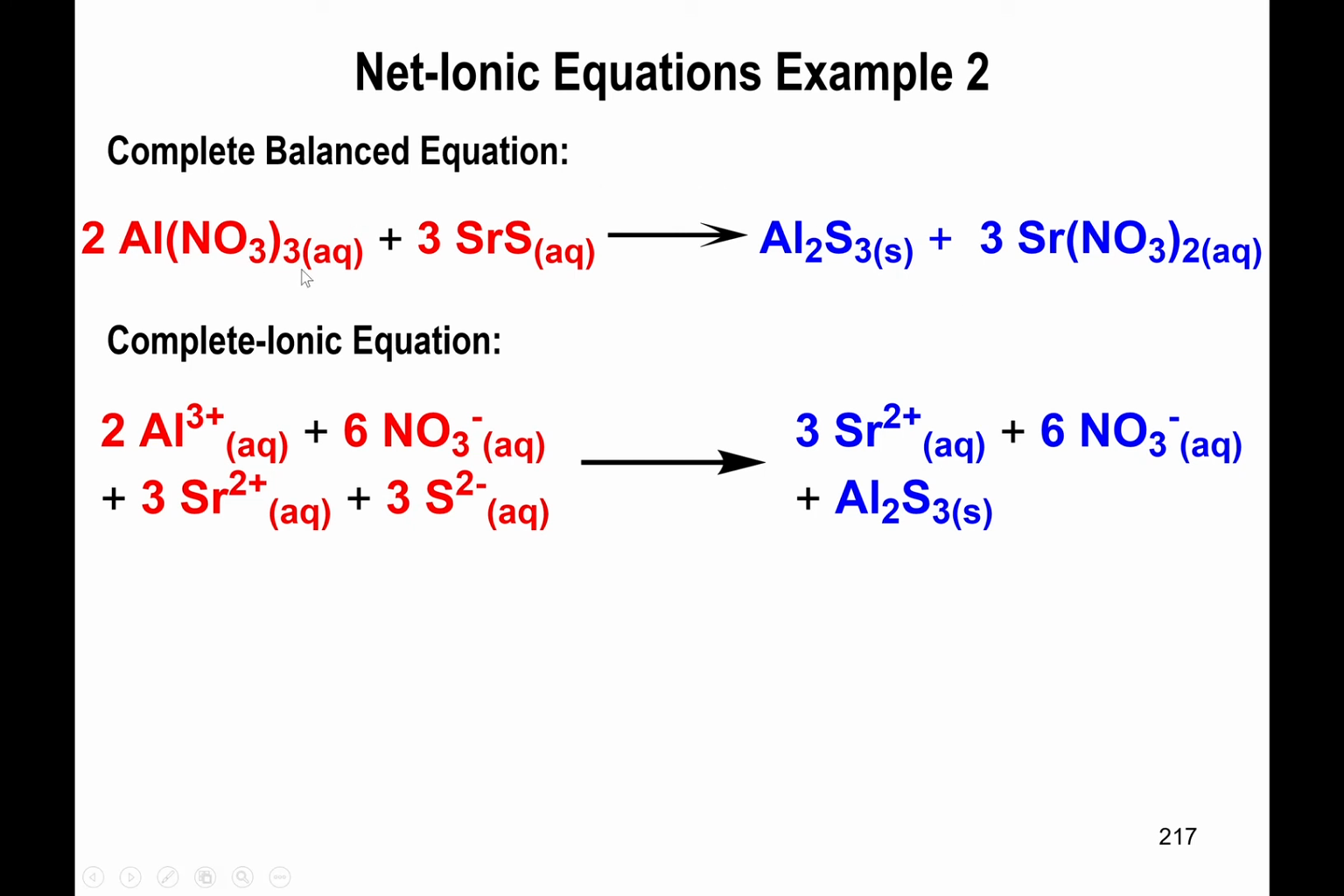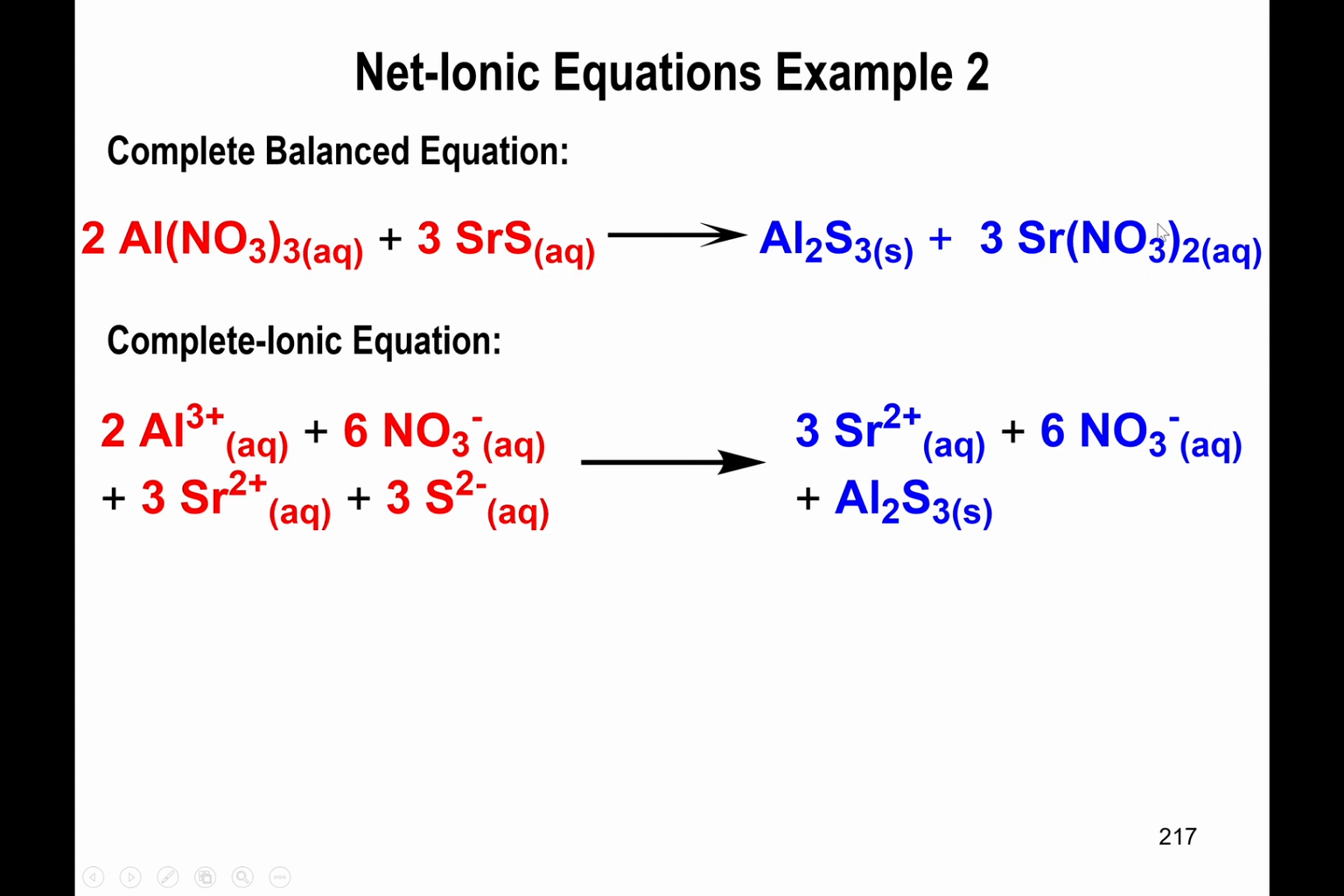And that means that aluminum nitrate, which is AQ, needs to be split up into aluminum 3 plus and NO3 minus, both of them AQ. The proportions need to be kept in mind. You have 2 aluminums, so you better still have 2 aluminums. You have a total of 6 nitrates, so you better have 6 nitrates at the end of this splitting process. For strontium sulfide, you have 3 strontium, so you better still have 3 strontium 2 plus AQ on the reactant side, and you also better have 3 sulfide AQs on the reactant side, right? Anything that's AQ, you split up.